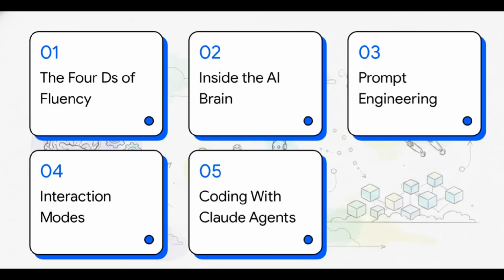Okay, here is our roadmap for today. We'll start with the 4 Ds of fluency. Then we'll take a look inside the AI brain. Third, mastering prompt engineering. Fourth, the 3 modes of interaction. And finally, coding with Claude agents.